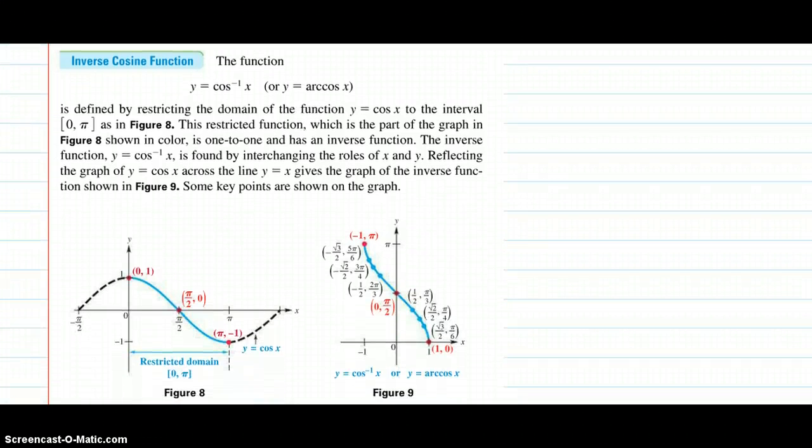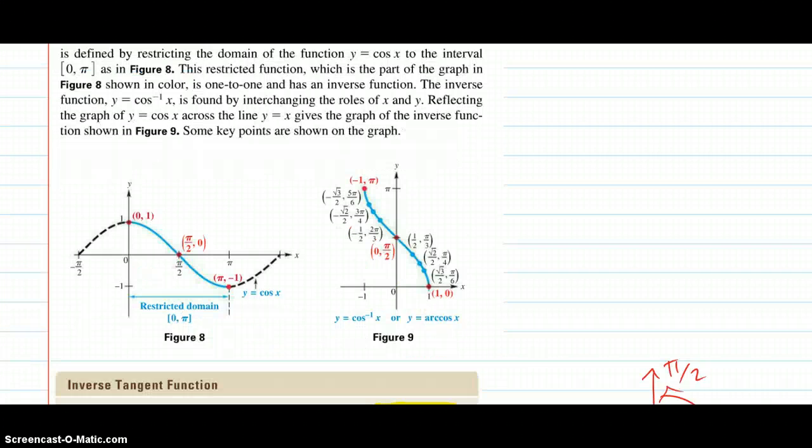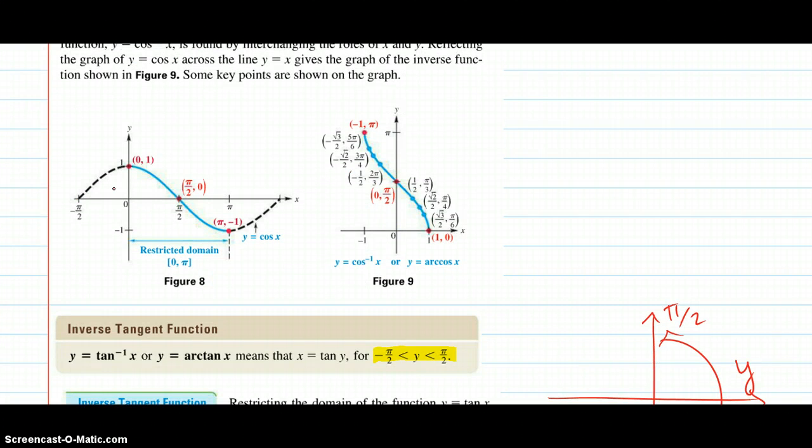Well, let's look down here at this graph, because again, here's our cosine function. So again, we're going to switch this. This would be the point 1, 0. That's why they have 1, 0 here. This would be the point 0, pi over 2. And if we did negative pi over 2, 0, this point right here, that would be down here somewhere. The graph would look like that in the red. And if you notice, that's not a function.